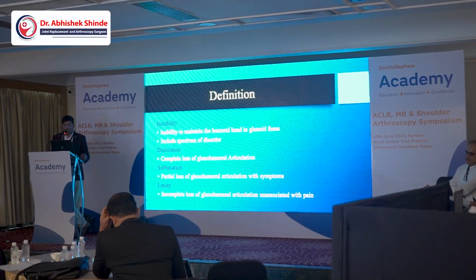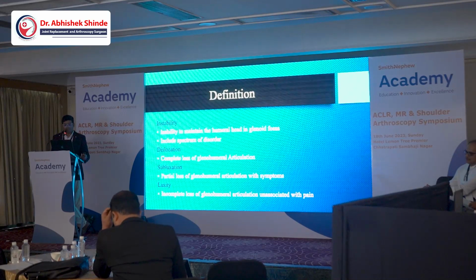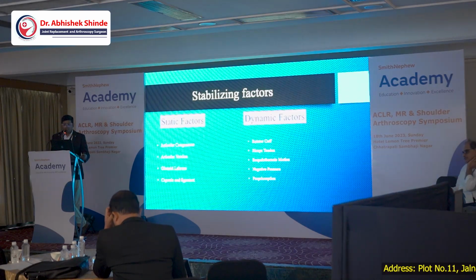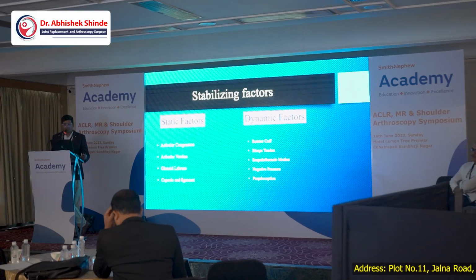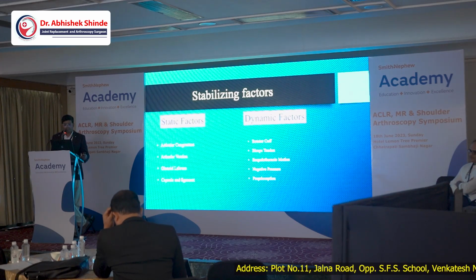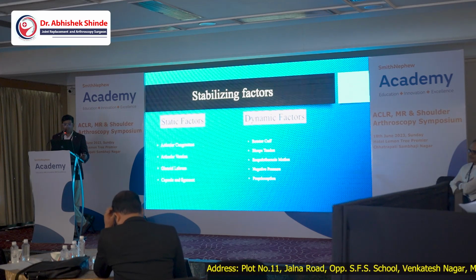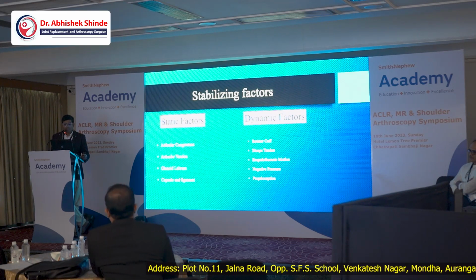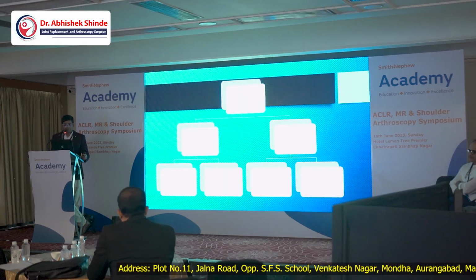Dislocation is complete loss of glenohumeral articulation, partial subluxation is partial loss of glenohumeral articulation, and laxity is incomplete loss of glenohumeral articulation unassociated with pain. There are some stabilizing factors, which are divided into static and dynamic. Static factors are articular congruence, articular version, glenoid labrum, capsule and ligament, and dynamic factors are rotator cuff, biceps tendon, scapulothoracic motion, negative pressure and proprioception.